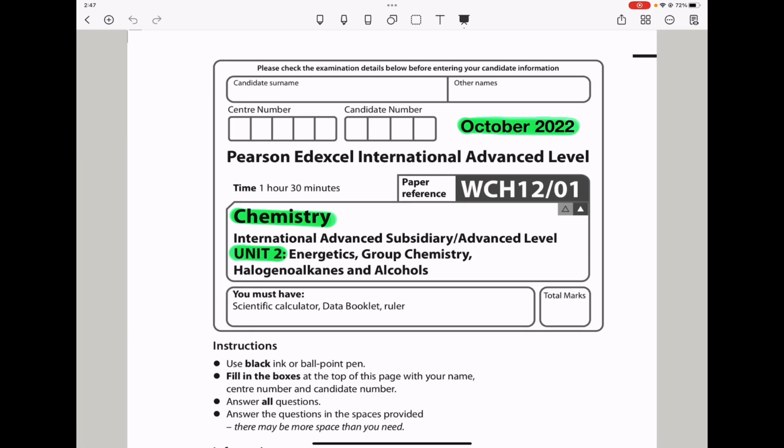Today we're doing the Pearson Edexcel International A-Level Chemistry Unit 2 for October 2022. Let us begin with the first question.